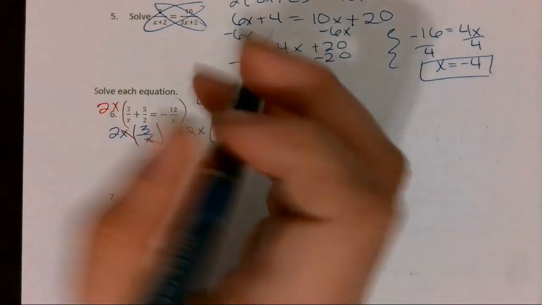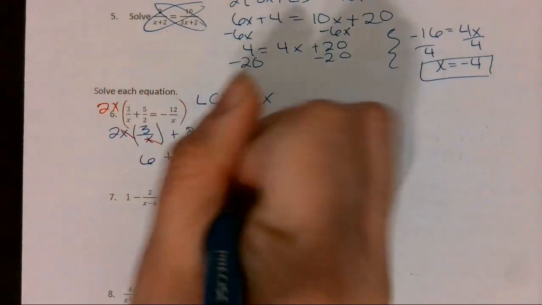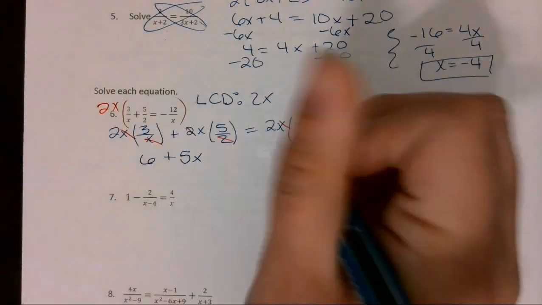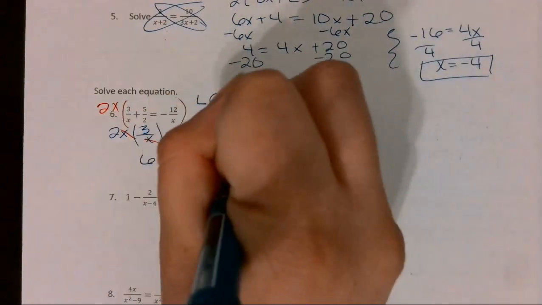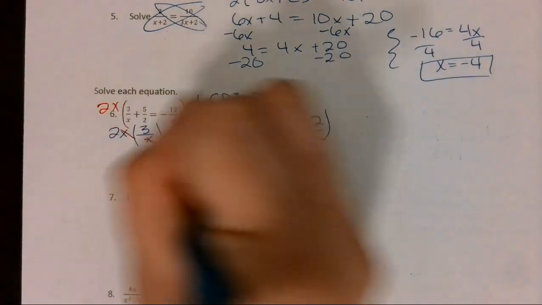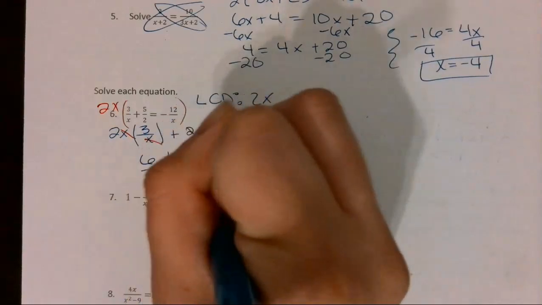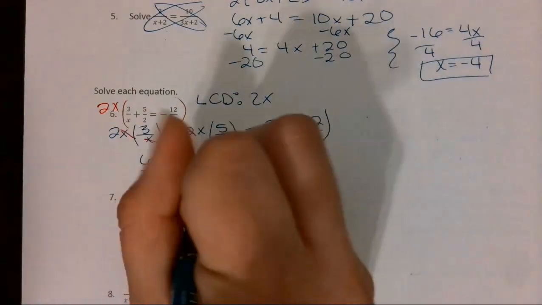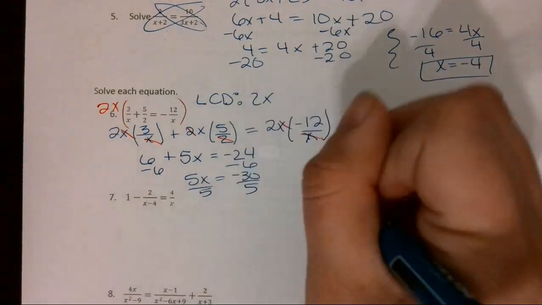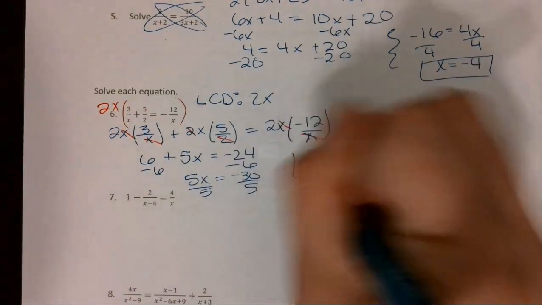And then I multiply. 2 times 3 is 6. x times 5 is 5x. 2 times -12 is -24. I add 24 and subtract 6 on both sides. I have 5x equals -30. I divide 5 on both sides. I get x equals -6.